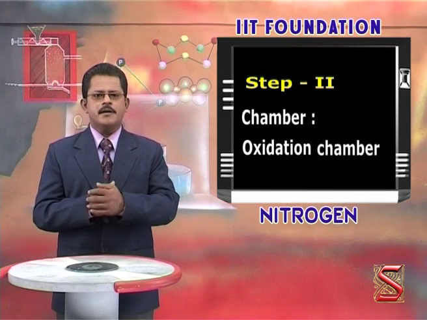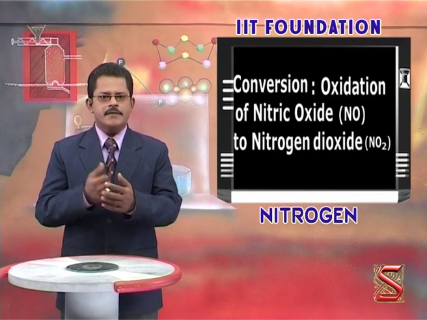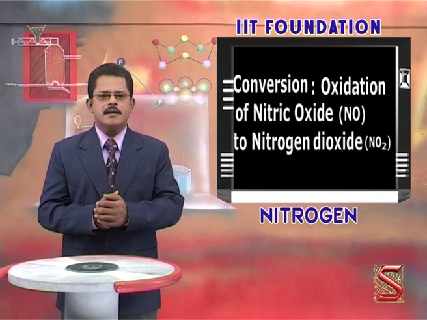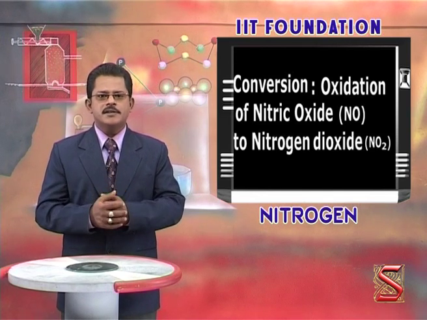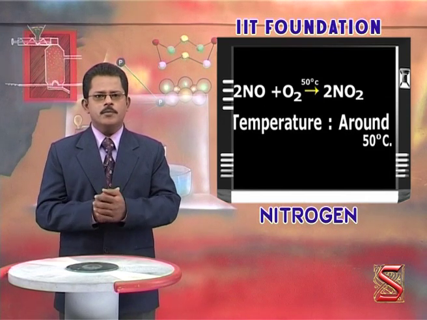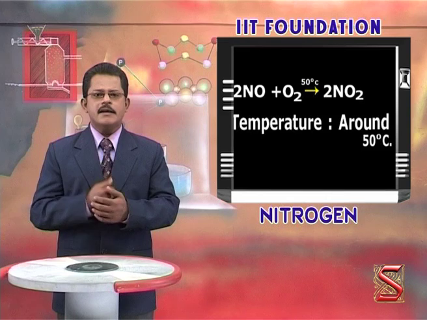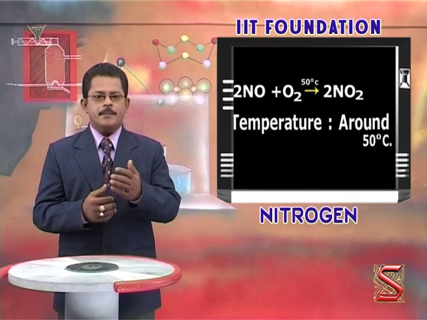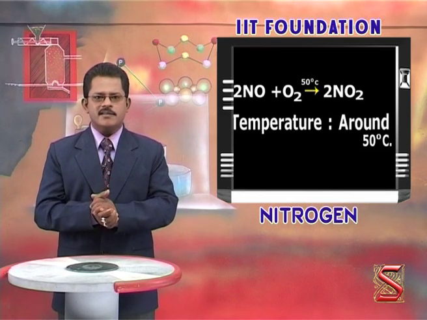Step 2, chamber: oxidation chamber. Conversion: oxidation of nitric oxide NO to nitrogen dioxide NO2. 2NO plus O2 at 50 degrees Celsius gives 2NO2. Temperature around 50 degrees Celsius.